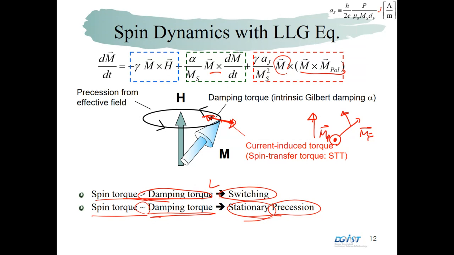So this term implies m cross something. That means the resulting vector should be perpendicular to m itself, right? If we have one vector, the possible perpendicular directions are only two. One is this direction and the other one is this direction. And this m cross m polarizer can generate this torque. So finally we have this term or this term.